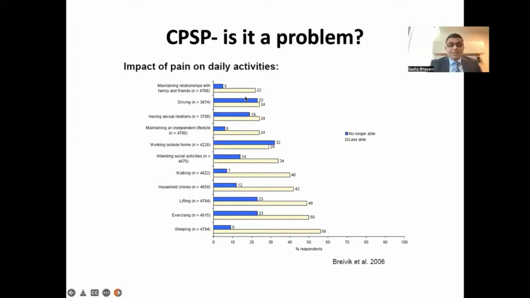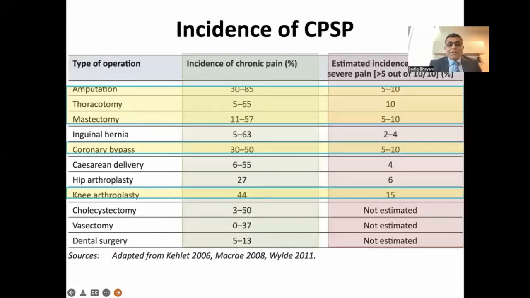And these are basically the functional scoring that we look for when we assess somebody's chronic pain. So it has a huge impact on the patient's quality of life.